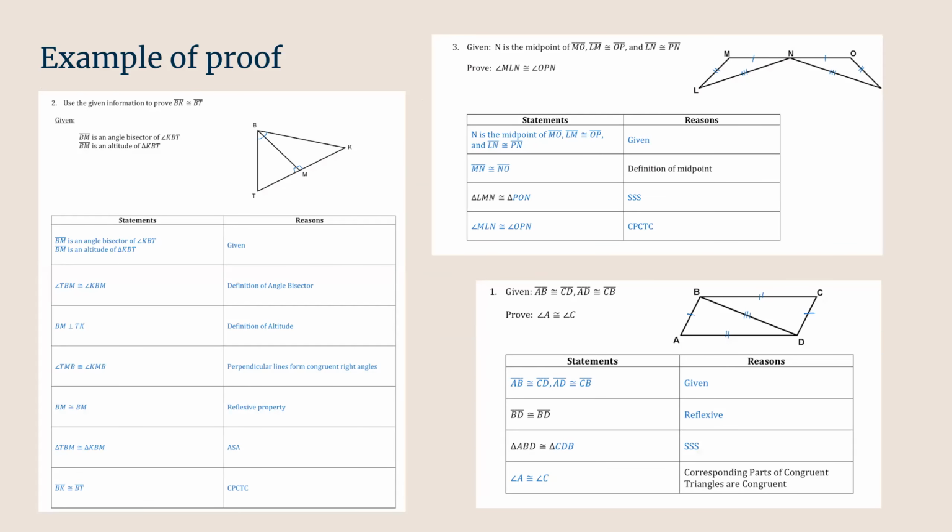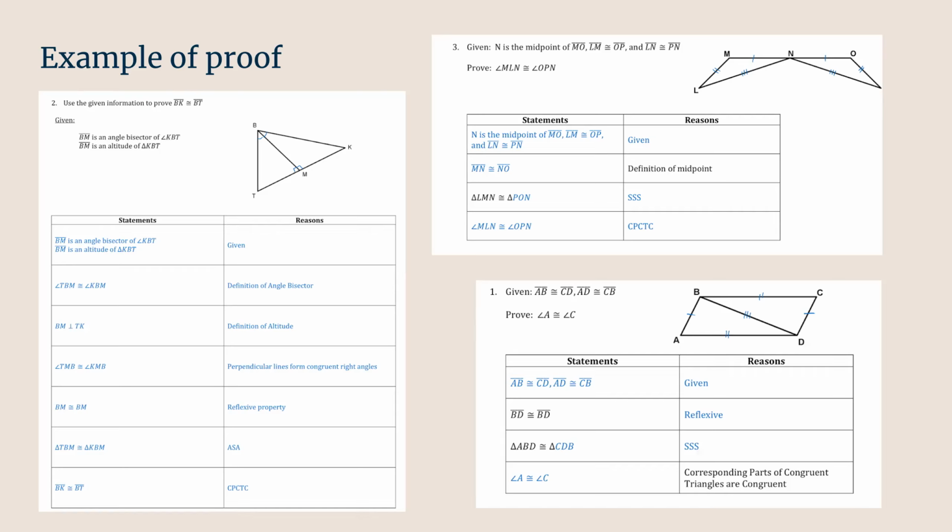Yeah, here are the examples of the proof. Okay, so let's look at number 1 first, the one at the bottom right. We have AB congruent to CD, and AD congruent to CB. And we want to prove that angle A is congruent to angle C.